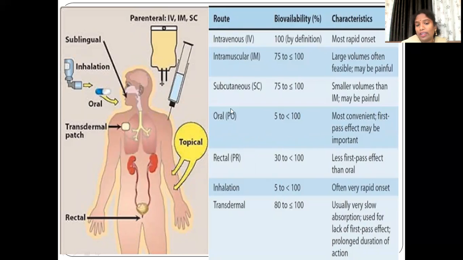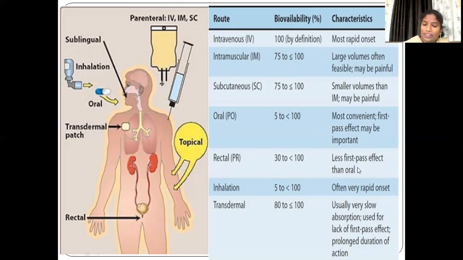If it is showing any side effects, we can withdraw the drug, because that's why it is a very safe route. And the rectal route: in pediatric patients, when the oral route is not possible, or if the patient is suffering from fever, they will give it by the rectal route. Through the rectal route, 30 to 100% of the drug is easily available, and we can easily withdraw the drug.